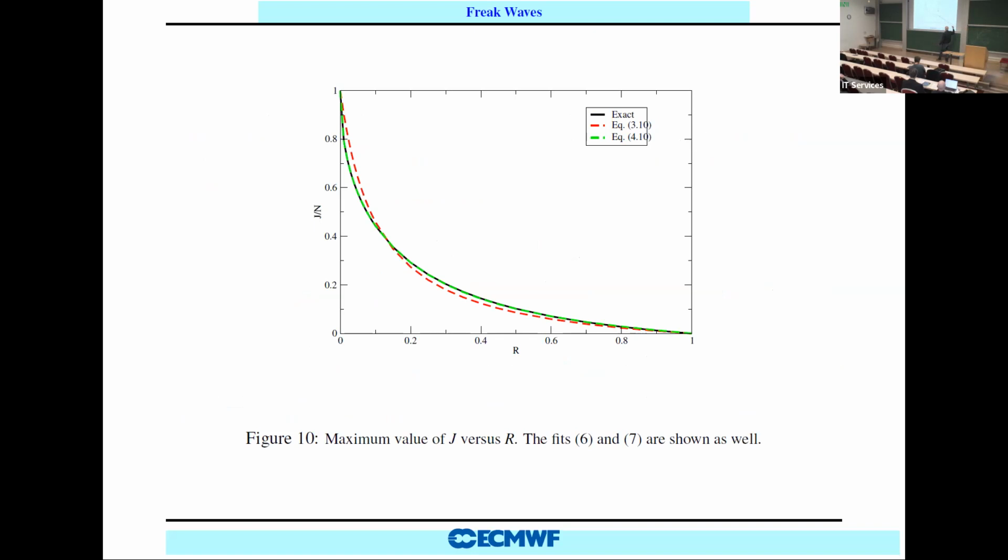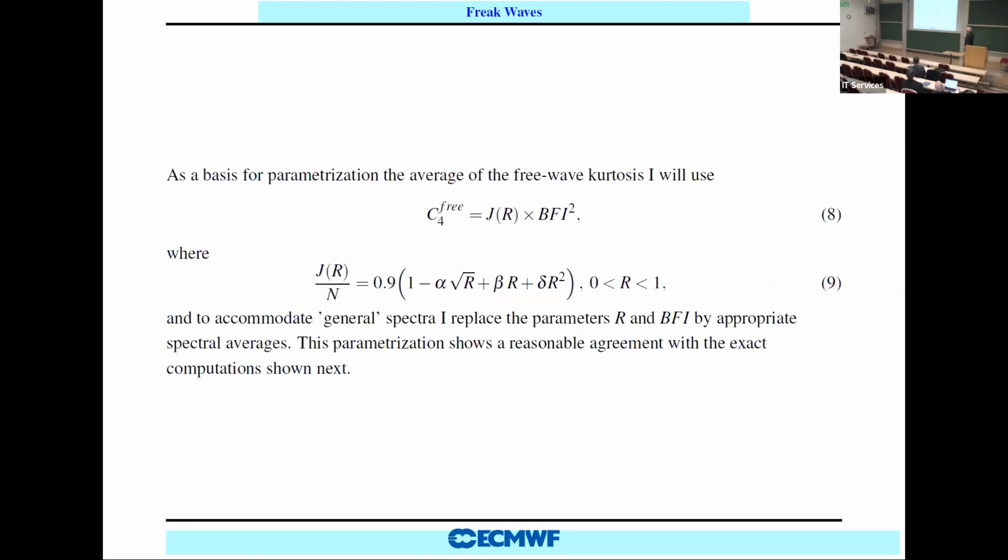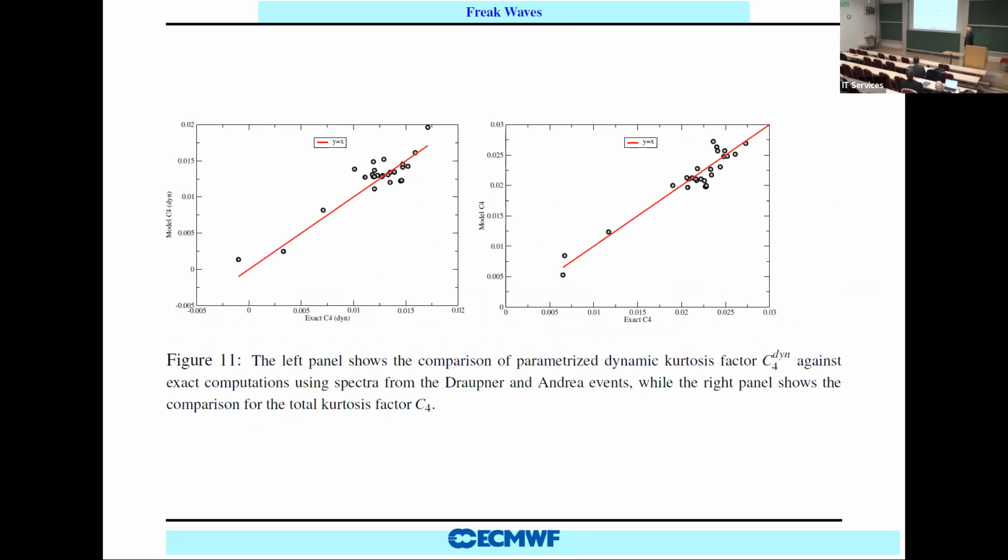The thing my brother and I found is given by this color. So I think it really matches the numerical results very well. Okay, and that's what we use then in our prediction system.